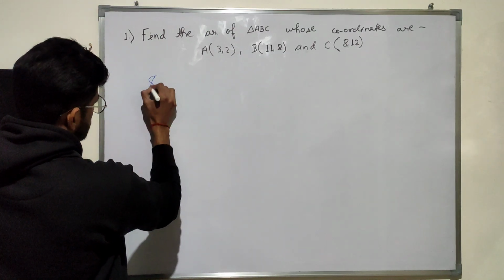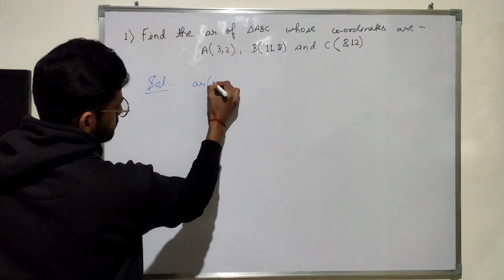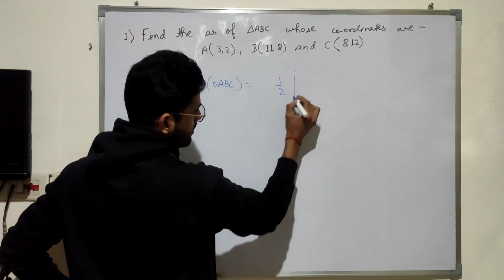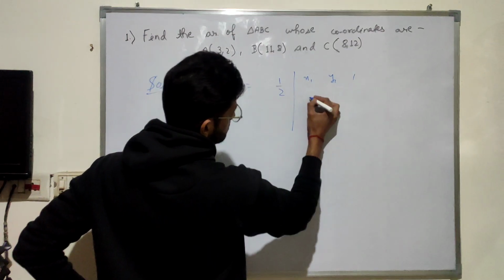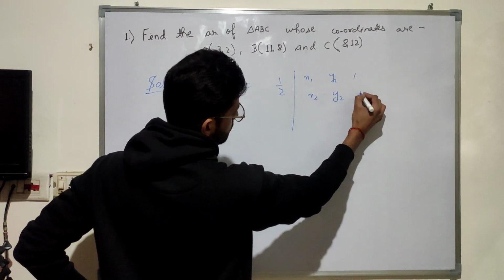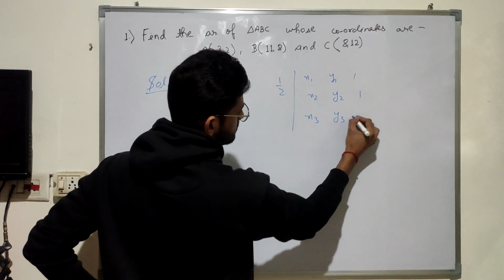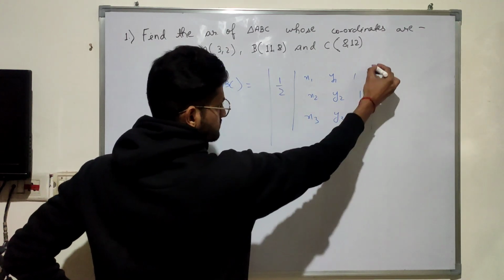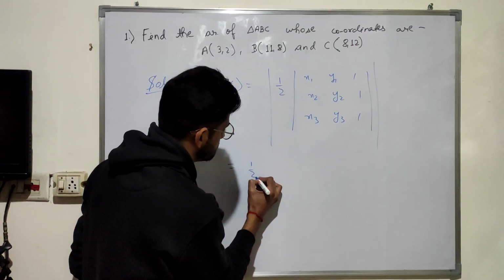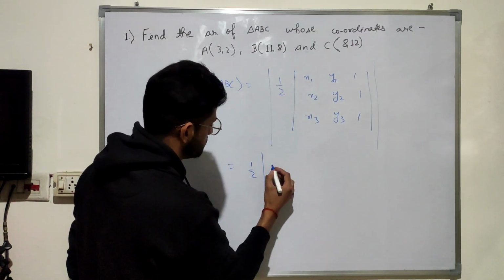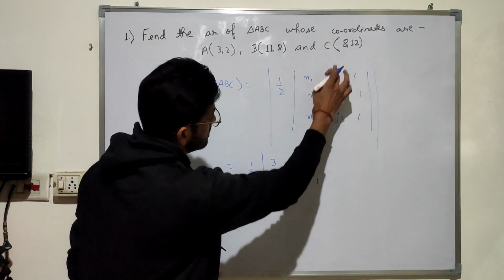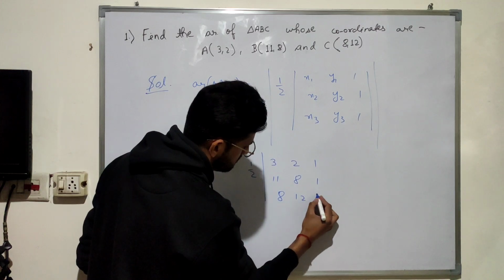We know, as we have just derived, that the area of triangle ABC in terms of determinants can be written as half of the determinant x1 y1 1, x2 y2 1, x3 y3 1. After that we will take the modulus. So we will apply the formula and see the result. So x1 is 3, y1 is 2, 1; x2 is 11, 8, 1; the third coordinates are 8, 12, 1.